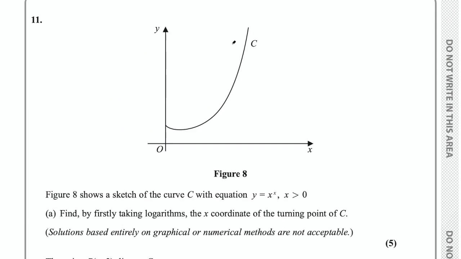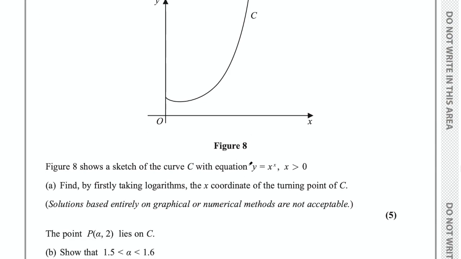Question 11 gives us a graph and it says figure 8 shows a sketch of the curve C with equation y equals x to the power x, where x is greater than 0. Part A says find by firstly taking logarithms the x coordinate of the turning point of C, and solutions based entirely on graphical or numerical methods are not acceptable. Basically saying you need to use calculus for this.